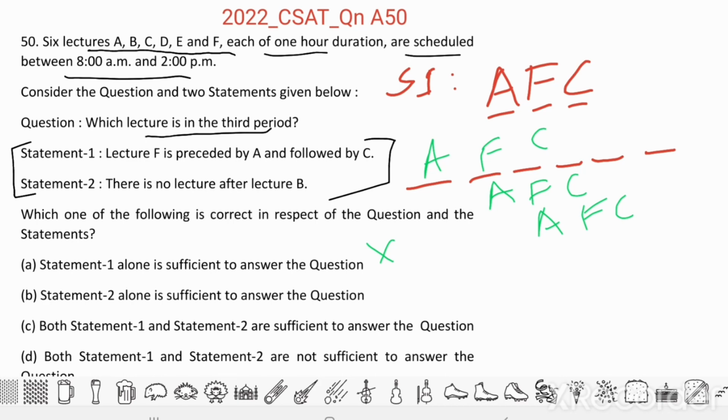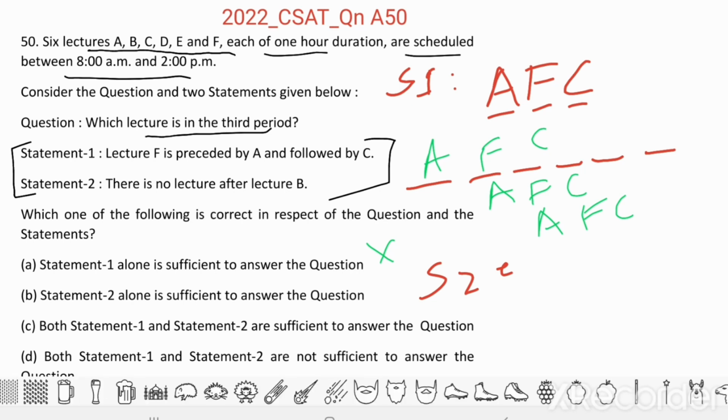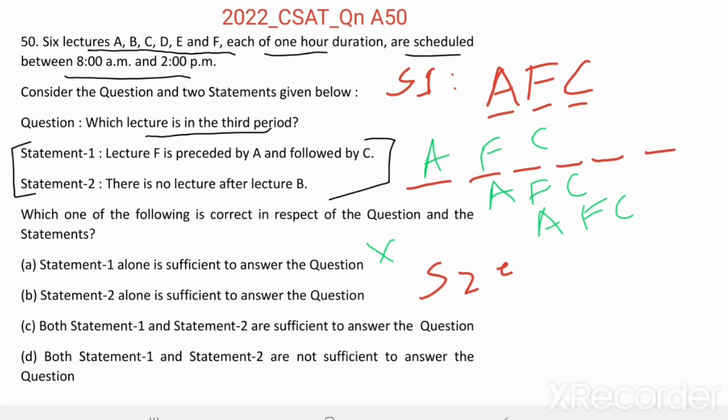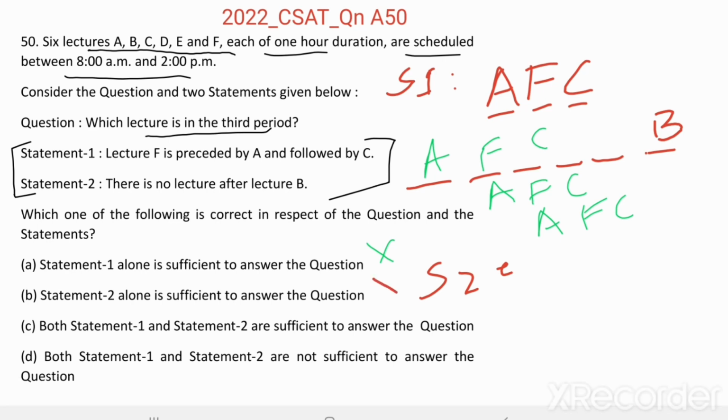Now see the second statement. There is no lecture after B. That means the last lecture in this 6 hour period is B. So we are keeping the last lecture as B. Then which is the third lecture based on the second statement? It can be any of the remaining 5 lectures. So based on statement 2 alone, we cannot answer the question. Therefore, we can eliminate the second option also.